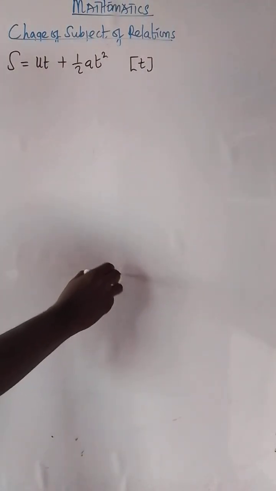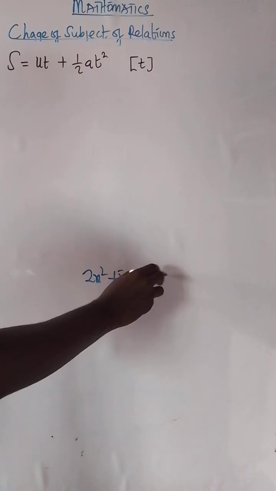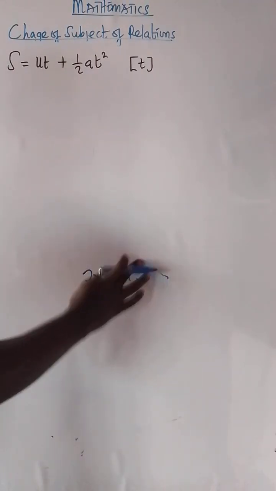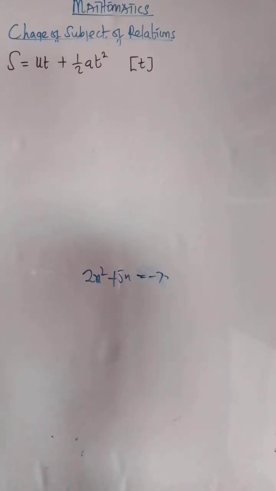So for example, let's suppose I have 2x squared plus 5x plus 7 equals 0, or equals minus 7. We're not going to make x the subject of the formula. All the methods we use, if you try that approach, you will not get it. But it's quadratic. Similar to this, you might not actually see it, but it's quadratic.